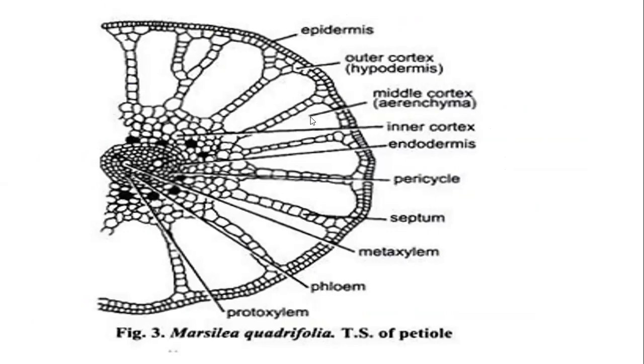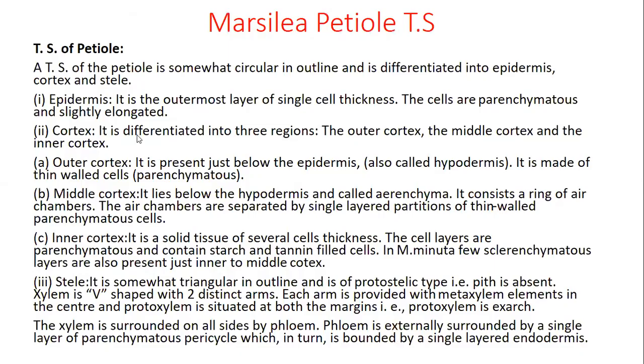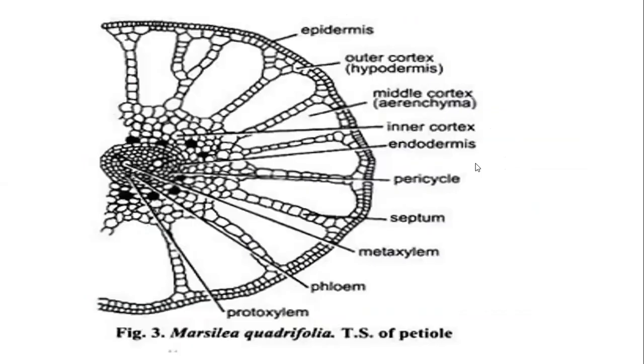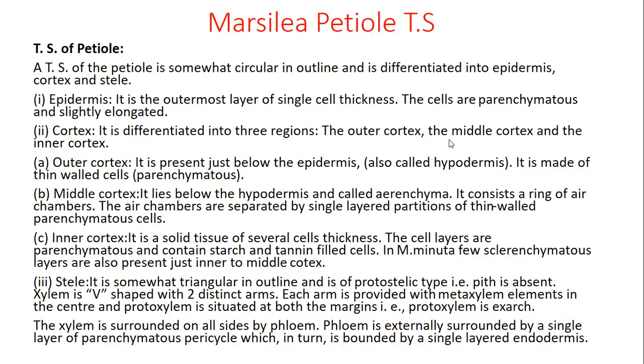Now, below the epidermal region, we come across cortex, which is again divided into three parts. That is the outer cortex, middle cortex, and the inner cortex. Here also in the outer cortex region, which is present just below the epidermis, I can call it the hypodermis, and it is made up of parenchymatous tissue here, which is divided into 8 chambers. Okay, this is the outer cortical region.